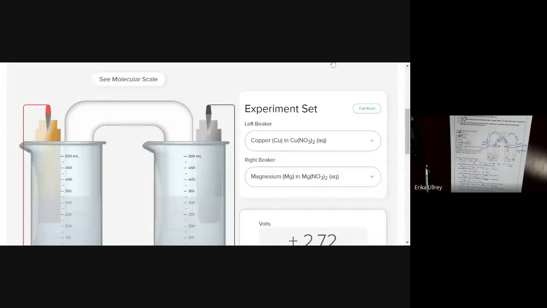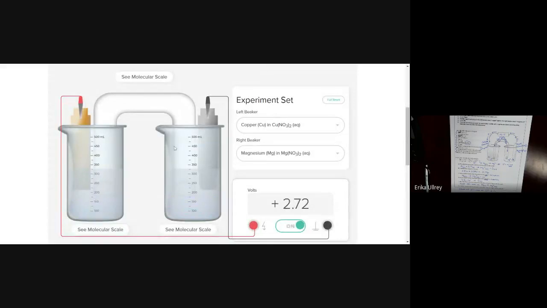And if you want to play around with this, you can put together all sorts of different combinations to see how different electrodes change. But if we look at the molecular level, we can see that our negative nitrate ions are flowing towards our anode, and our positive sodium ions are flowing toward our cathode. So that's what's going on in the salt bridge.